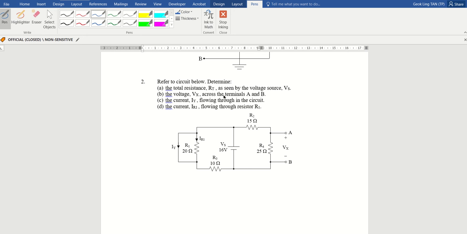Okay, for question 2, this is the given circuit diagram. You are asked to compute the total resistance RT seen by the source Vs here. Next, you find voltage Vx, which is this A to B, and Iy, the current flowing through this short circuit, and IR1, the current flowing through resistor R1.